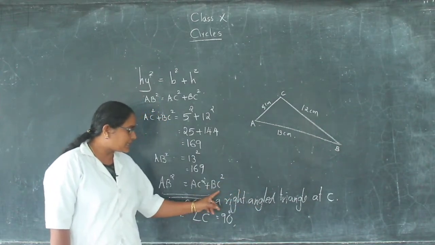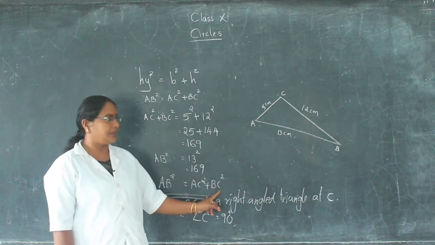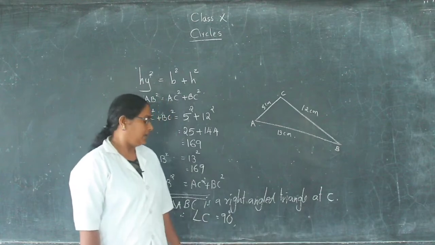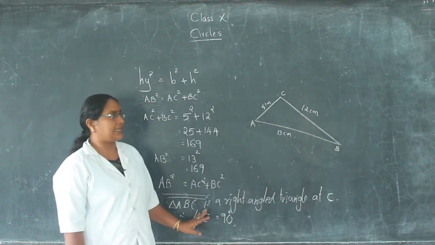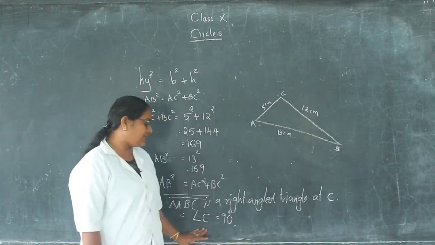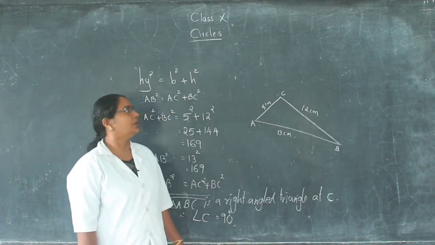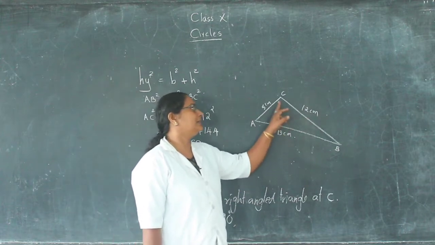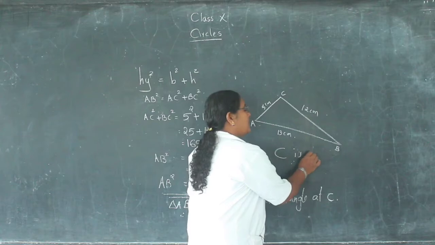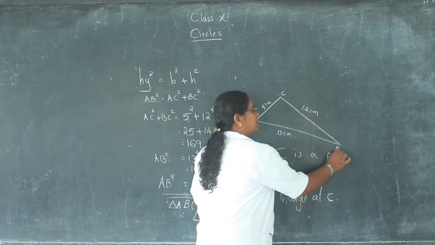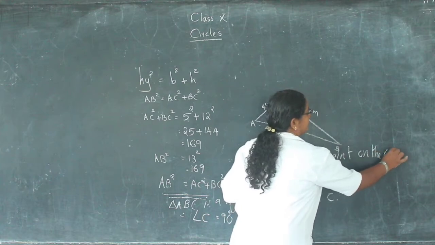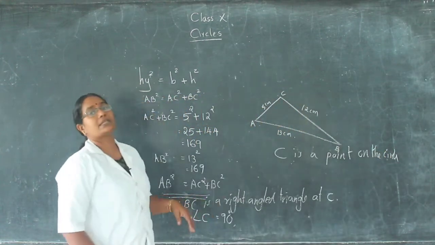Here the common vertex of the two smaller sides is C. Therefore, it is a right angle triangle at C. Angle C is 90 degrees. Right angle at C means angle C is equal to 90. Therefore, C is a point on the circle. Therefore, this is the proof.